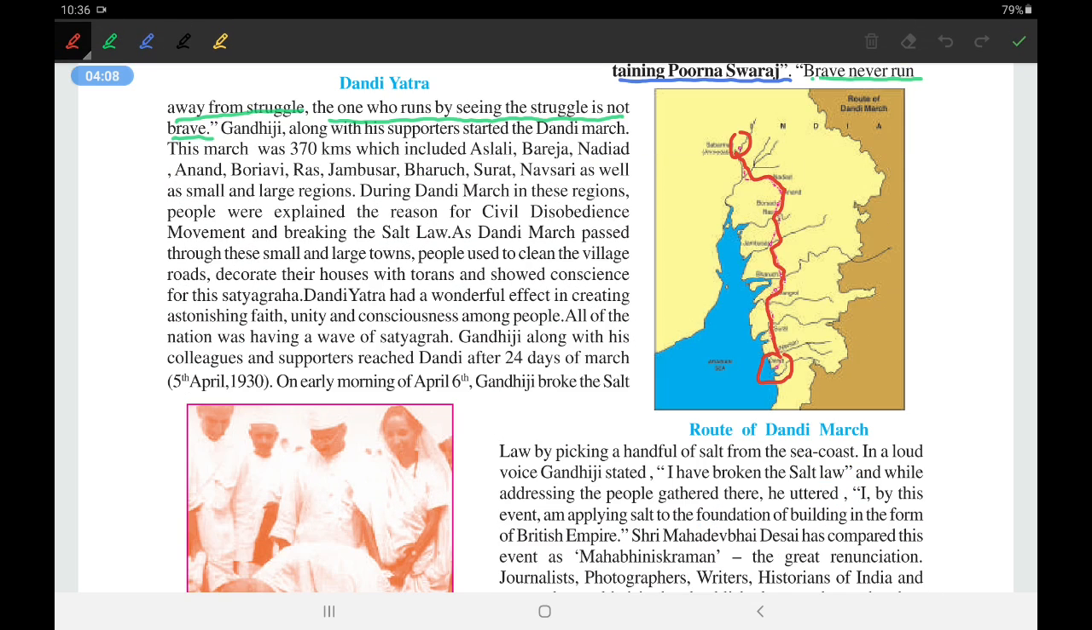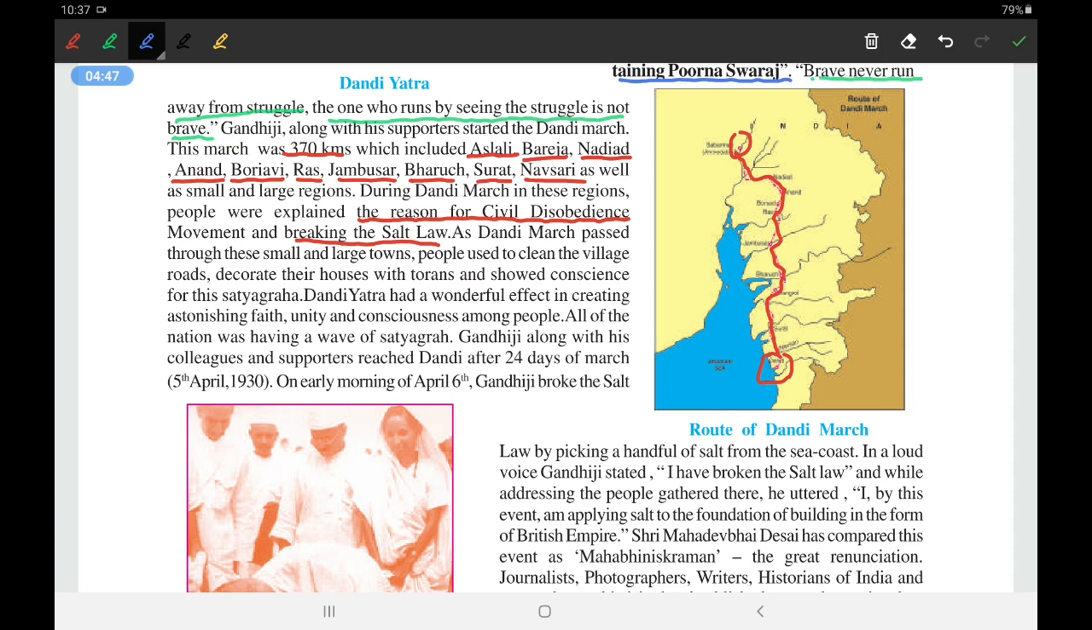Gandhiji, along with his supporters, started the Dandi March. This march was 370 kilometers, which included Aslali, Bareja, Nadiad, Anand, Borsad, Ras, Jambusar, Bharuch, Surat, and Navsari. These were some of the small and big villages and towns on the way. During the Dandi March, in these regions, people were explained the reason for the march, why this movement is done, and why it was needed to break the salt law.